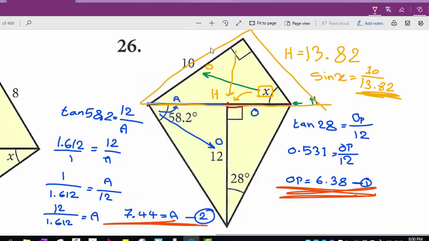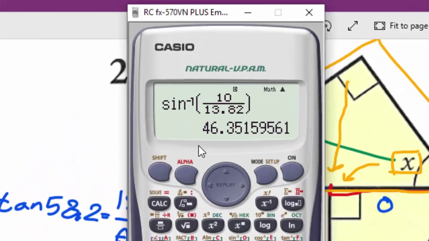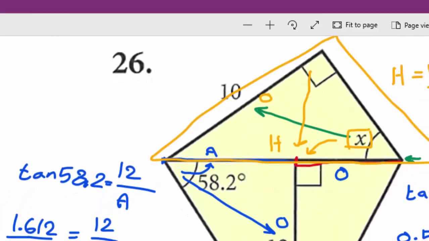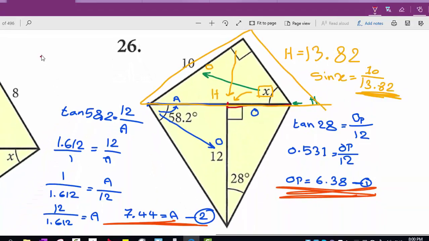46.35. Angle X is 46.35. Finally, X is 46.35 degrees. We got it.